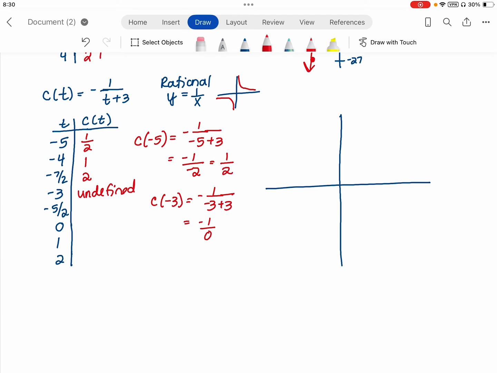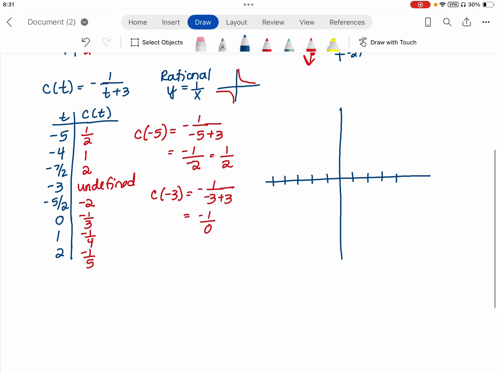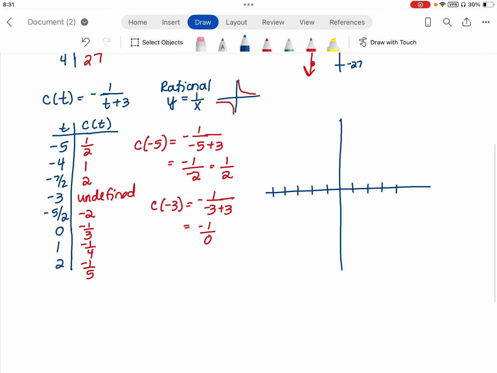When we use the -5/2, we get -2, then -1/3, and we get -1/4, and then we get -1/5. Once again, you could use your calculator to find all of those if you needed some help with that, or challenge yourself to do it without the calculator. Then on your sketch, you just mark off some x values here, and then we're going to just plot some points.